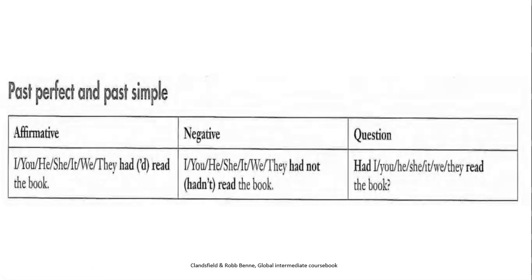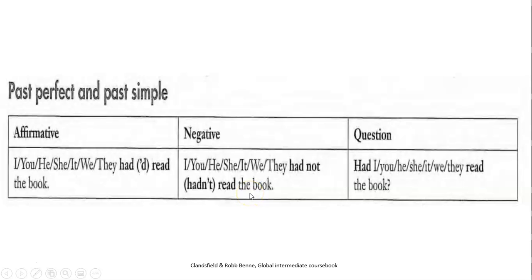Okay, and this is the form of the past perfect. So affirmative: subject, I, you, he, she, it, we, they, then the auxiliary had, right? Or you can use a contraction. So I'd, you'd, he'd, she'd, it'd, we'd, or they'd. And then the past participle, read the book, for example. Negative, the same, but remember to add not after had. So had not or contraction hadn't, and then the past participle, read the book, for example.